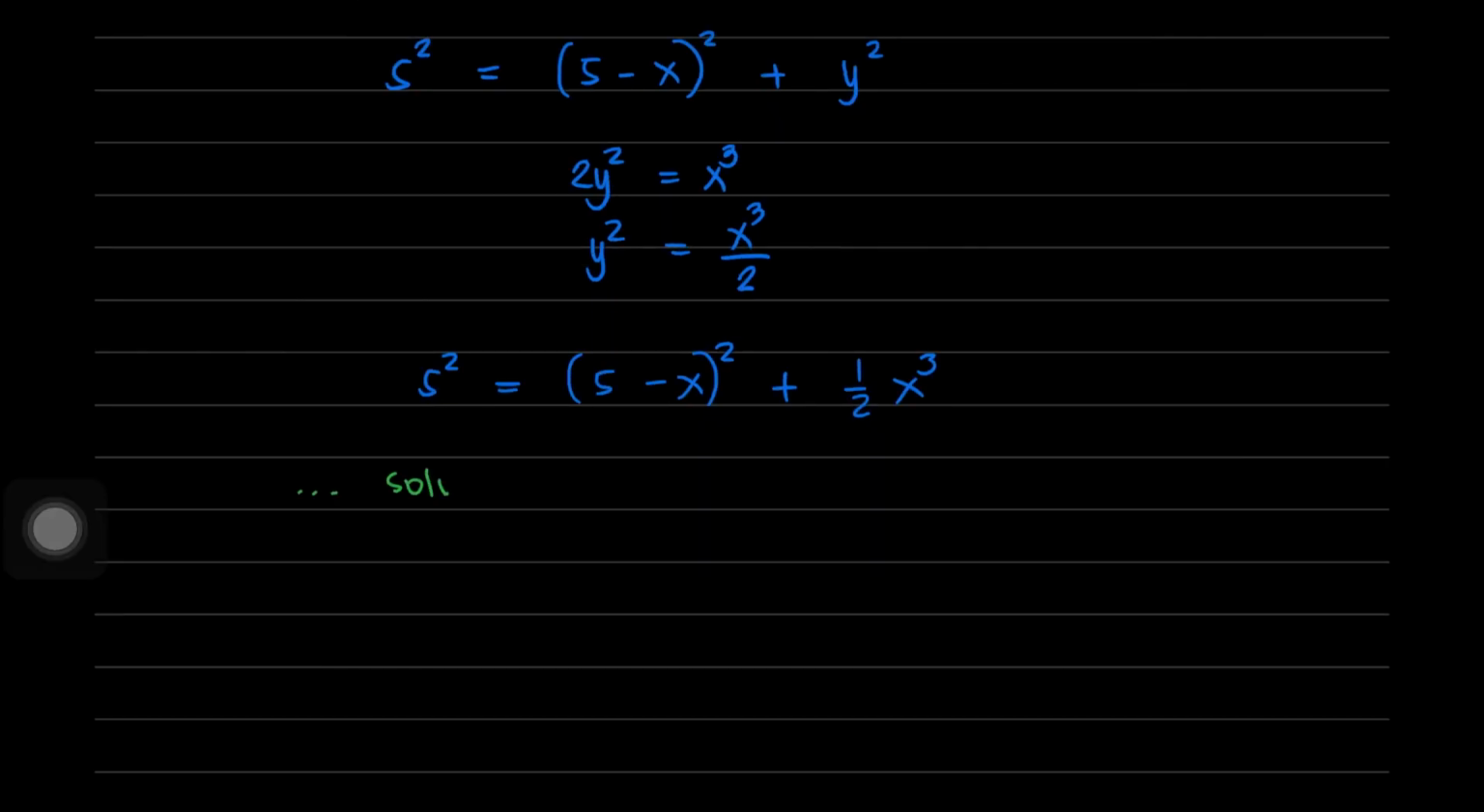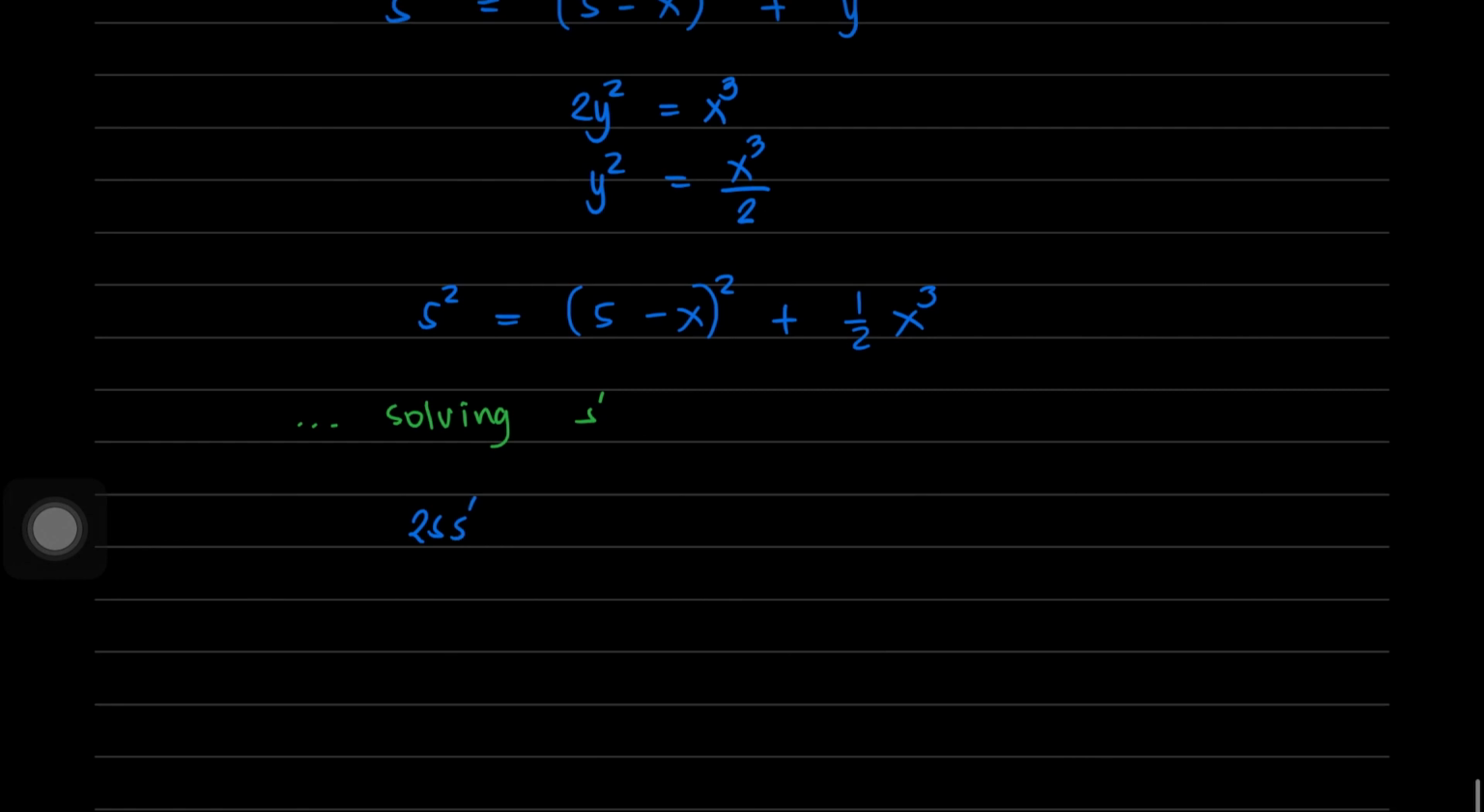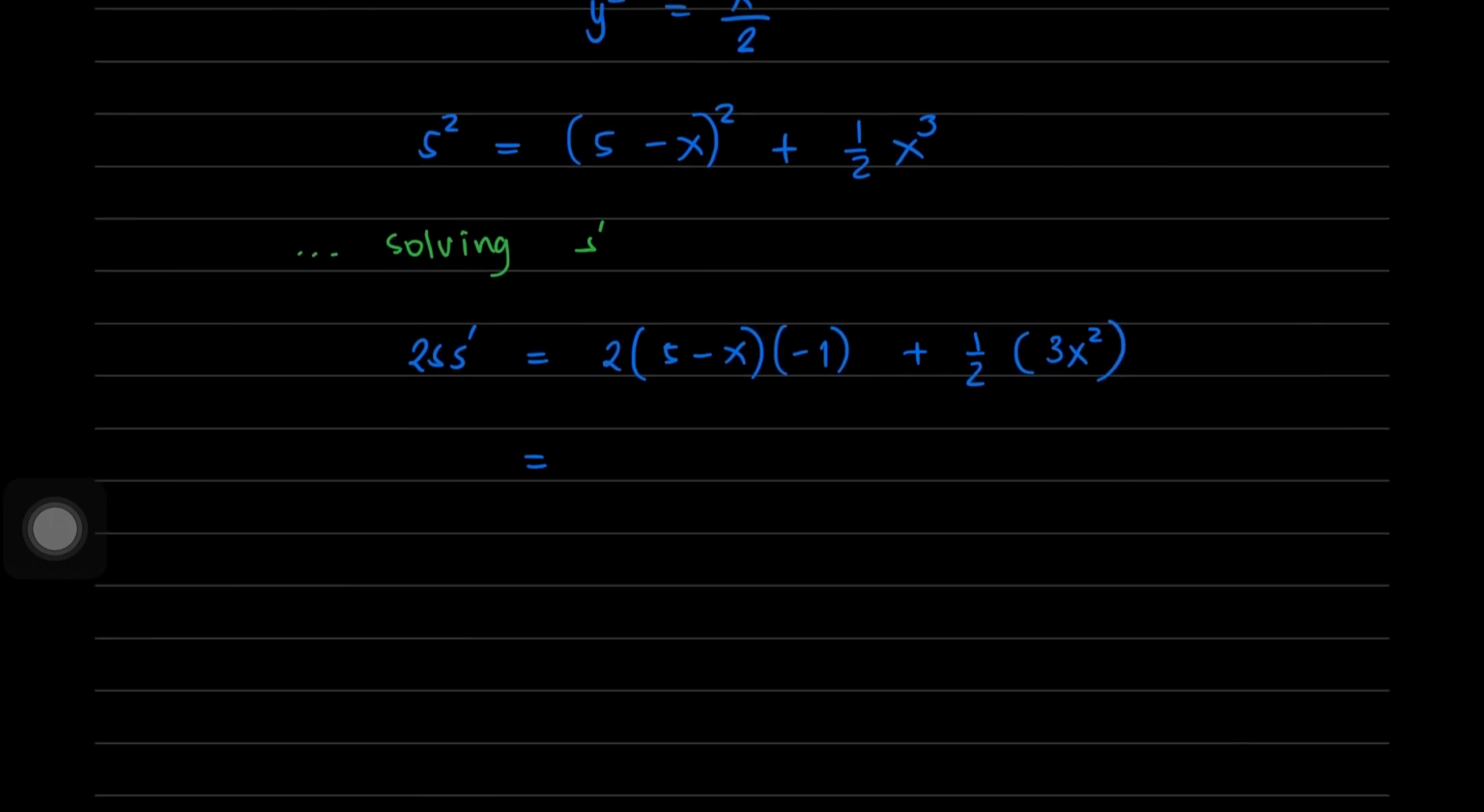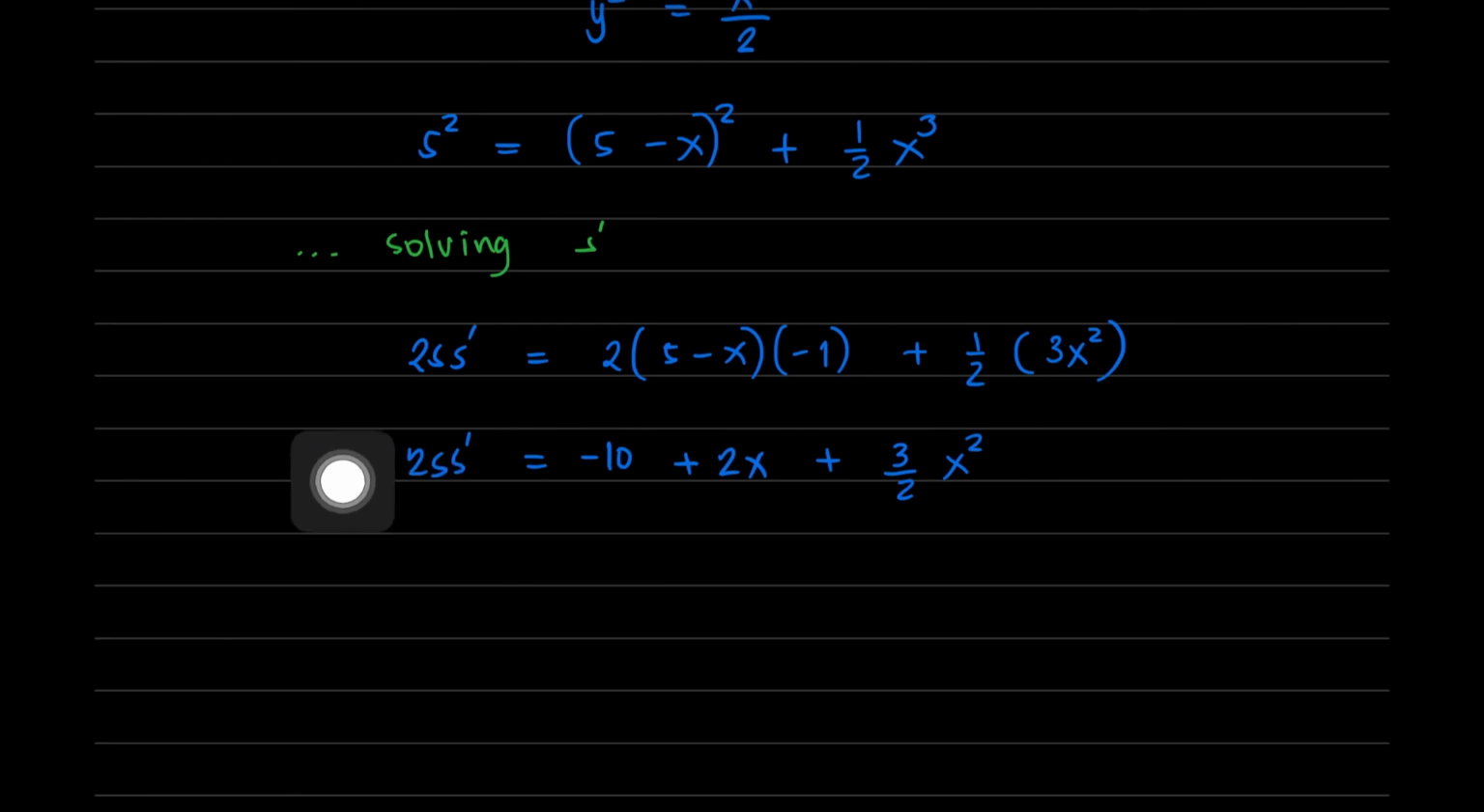Now, solving for the derivative of s with respect to x, or s prime, this is now 2s s prime equals 2 multiplied by (5 minus x) multiplied by negative 1 plus 1 half multiplied by 3x squared. So if we're going to simplify this, we have 2 times 5, so that's equal to 10, multiplied by negative 1, so that's equal to negative 10, 2 times negative x times negative 1, so that will give us positive 2x, and this will now be plus 3 over 2 x squared. So this is now 2s s prime. Now, we can already equate this to 0.